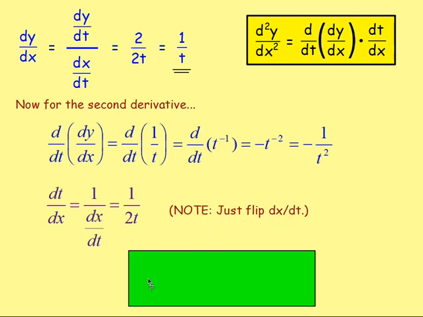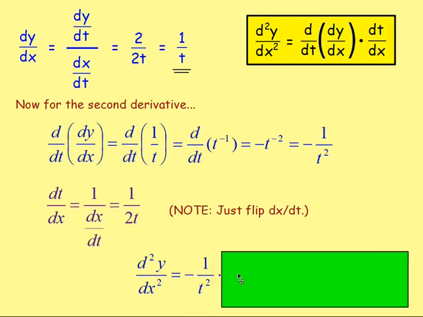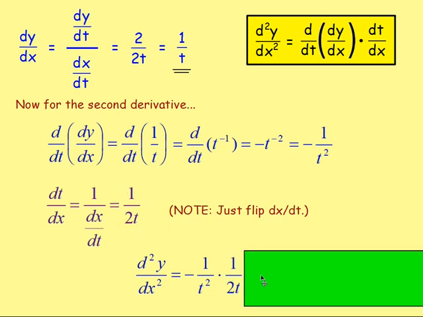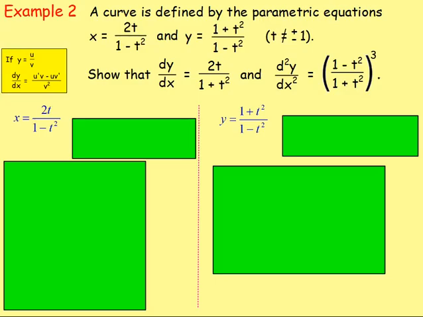Therefore, d2y by dx squared, the second derivative, will equal the derivative of dy by dx with respect to t, which is negative 1 over t squared, multiplied by 1 over 2t. If you simplify that, multiply numerators, multiply denominators, it's going to stay as a negative, and you'd have negative 1 over 2t cubed.